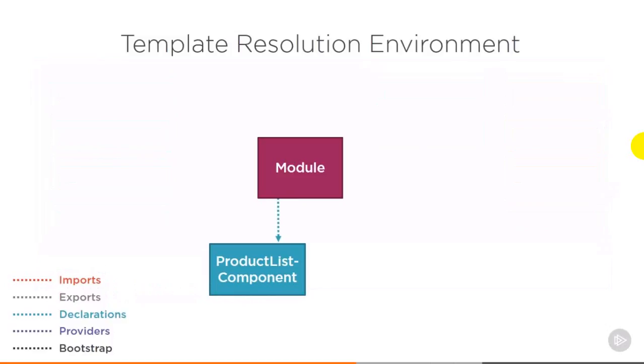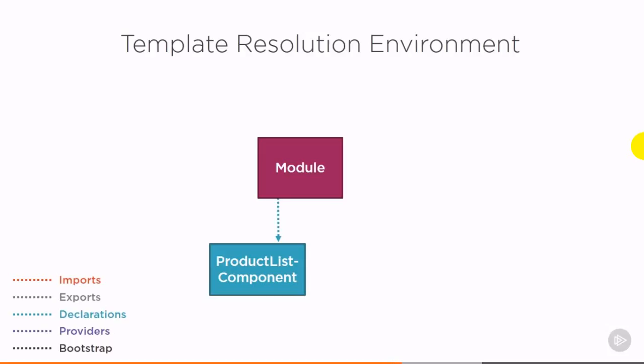Saying this another way, for each component that belongs to an Angular module, that Angular module provides the environment for template resolution. The module defines which set of components, directives, and pipes are available to the component's template. Each declared component's template is resolved using only the capabilities provided within that module.